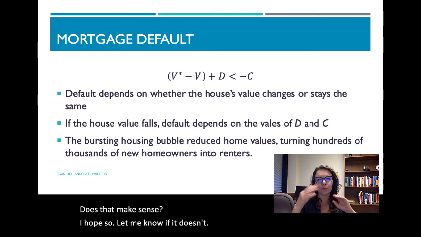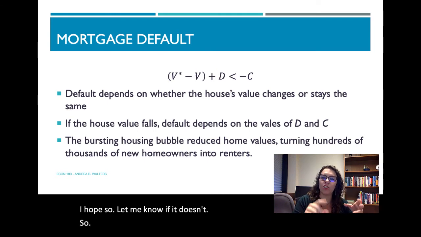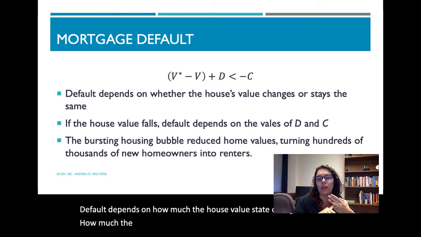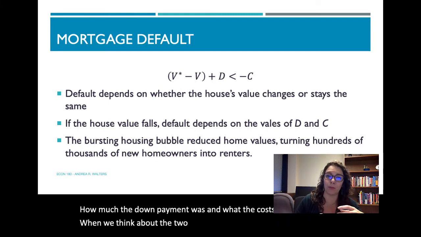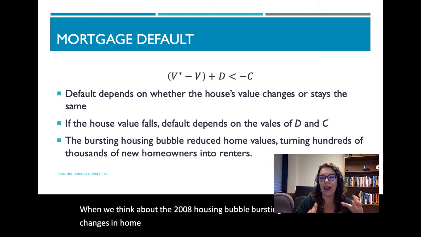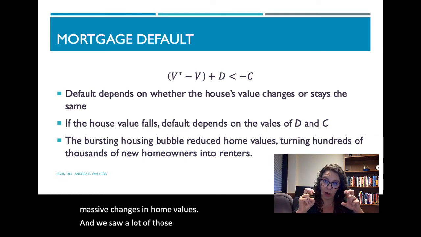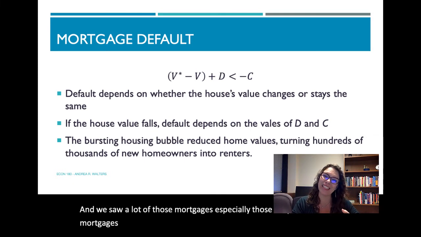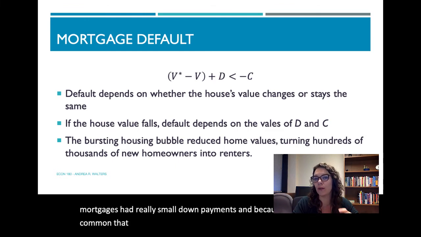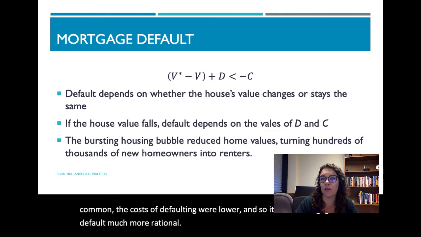So now default depends on how much the house value changes, how much the down payment was, and what the costs of defaulting are. When we think about the 2008 housing bubble bursting, we saw massive changes in home values. And we saw a lot of those mortgages, especially those subprime mortgages, had really small down payments. And because default was so common, the costs of defaulting were lower. And so it made mortgage default much more rational. Do you see how that follows?